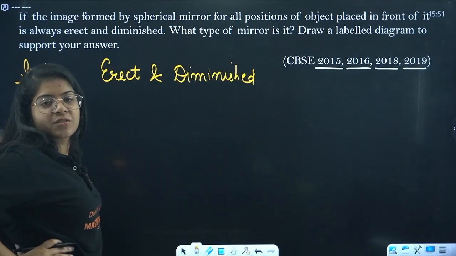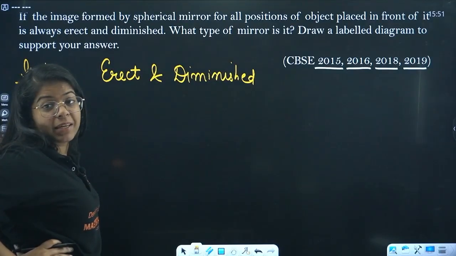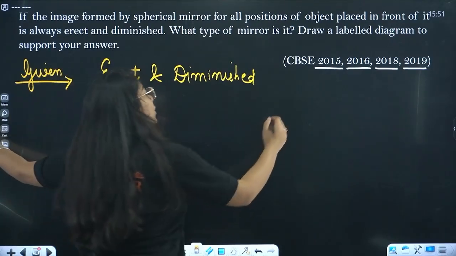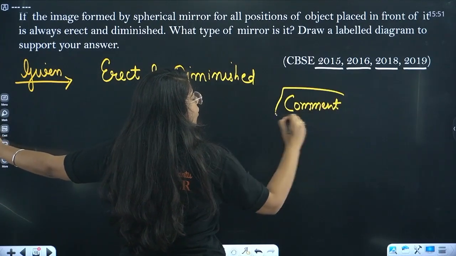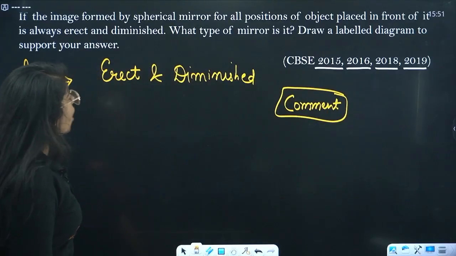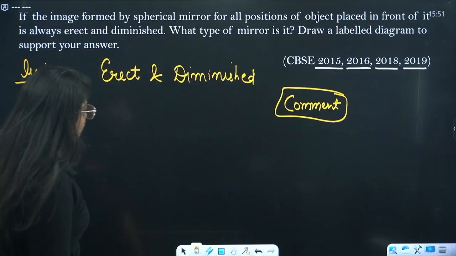Do I even have to tell you the answer? You tell me in the comment section. Write down right now in the comment section what this mirror is. Come on, fast. Draw a labeled diagram to support your answer.